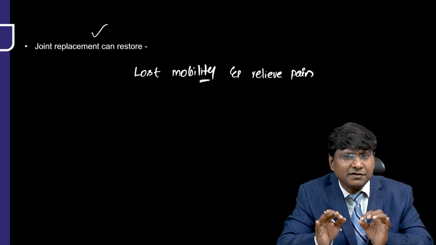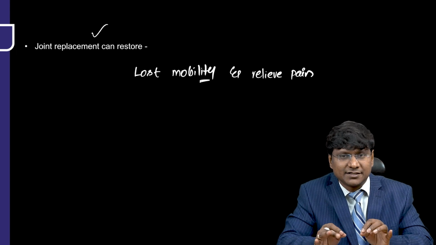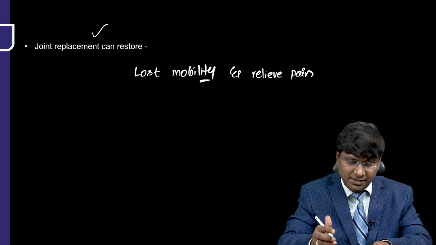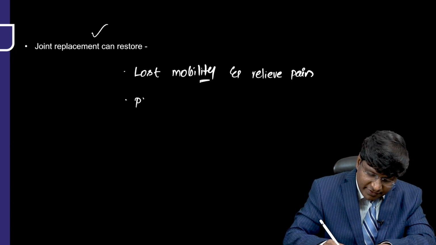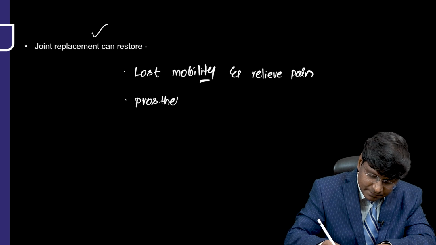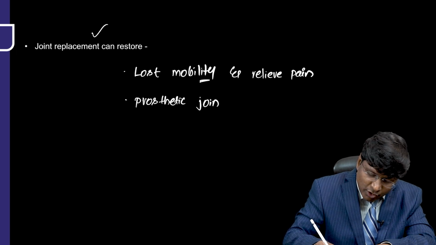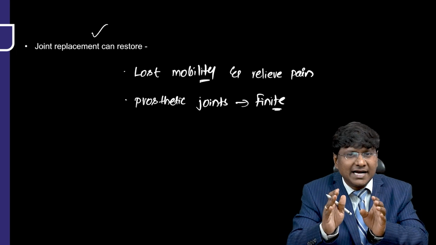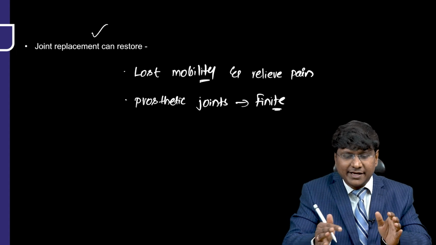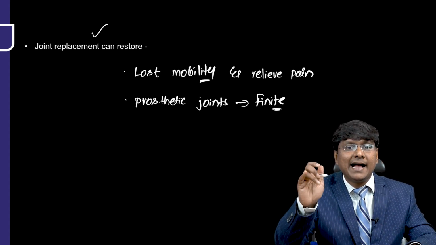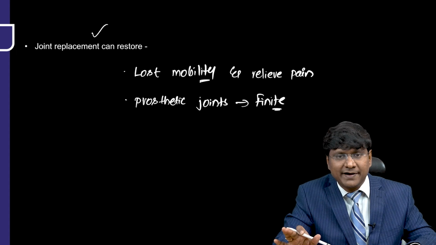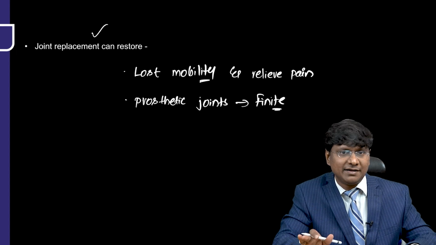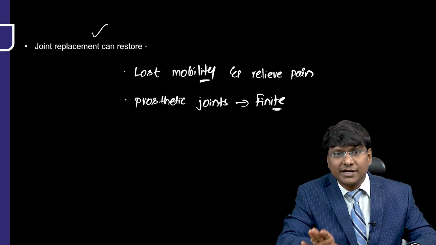But the lifespan of prosthetic joints is finite. So surgery should be delayed as long as mobility is satisfactory. Because the prosthetic joint, whatever we place, has a lifespan of a certain period of time. That is the reason why surgery should be delayed as long as the mobility is satisfactory, as long as the pain is tolerable. So that is about the joint replacement. So this is about the osteonecrosis.